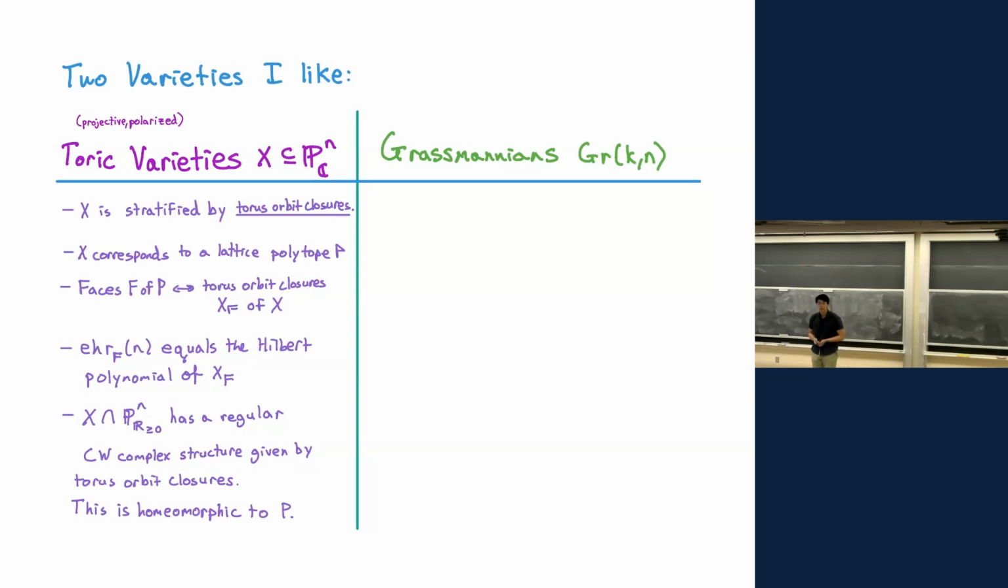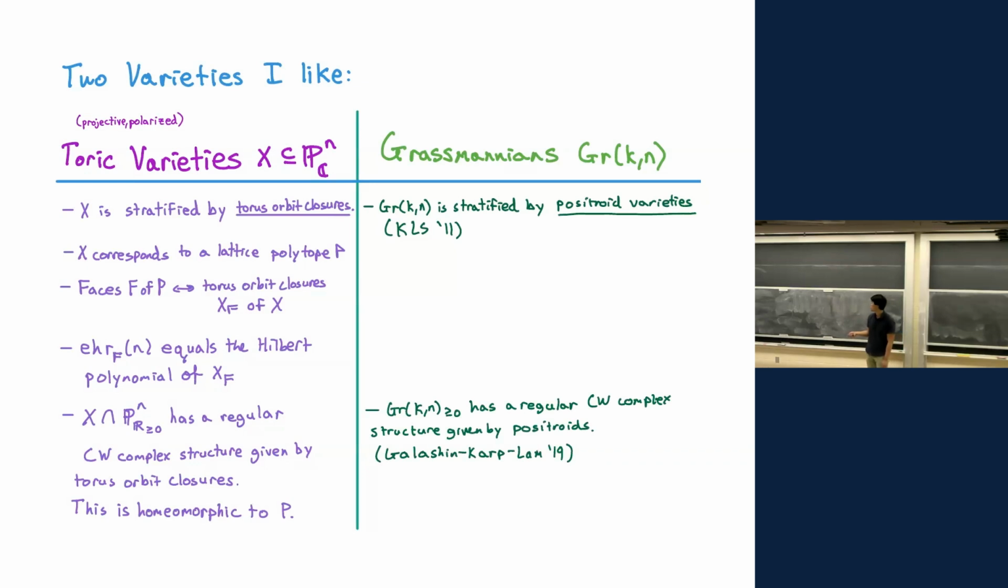So that's toric varieties. Now I want to talk about Grassmannians. Grassmannians are stratified by positroid varieties. And these positroid varieties are due to Knutson, Lam, and Speyer. They were talked about earlier. The reason I want to talk about positroid varieties and not Schubert varieties is because positroid varieties play a little bit nicer, especially with that last one. The totally non-negative Grassmannian has a regular CW complex structure given by these positroids. This is a theorem of Galashin, Karp, and Lam, and it's very hard.